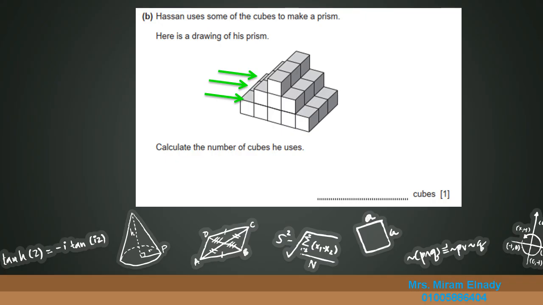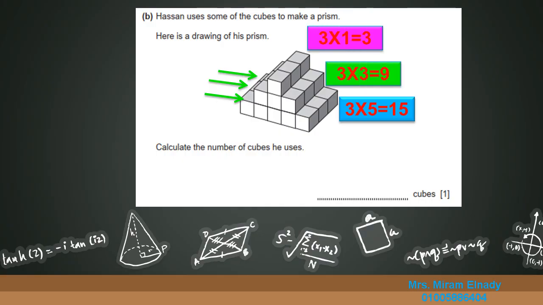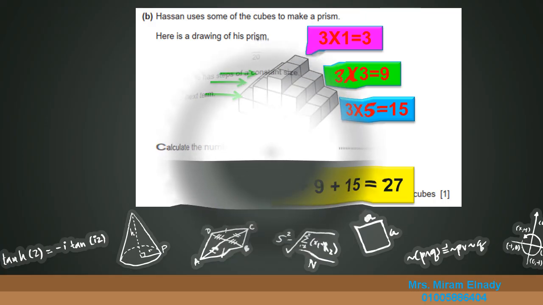The base is 3 times 5, so it's 15. The upper part, 3 times 3, is 9, and the last part, 3 times 1, is 3. Then if I add 3 plus 9 plus 15, it will be 27 cubes.